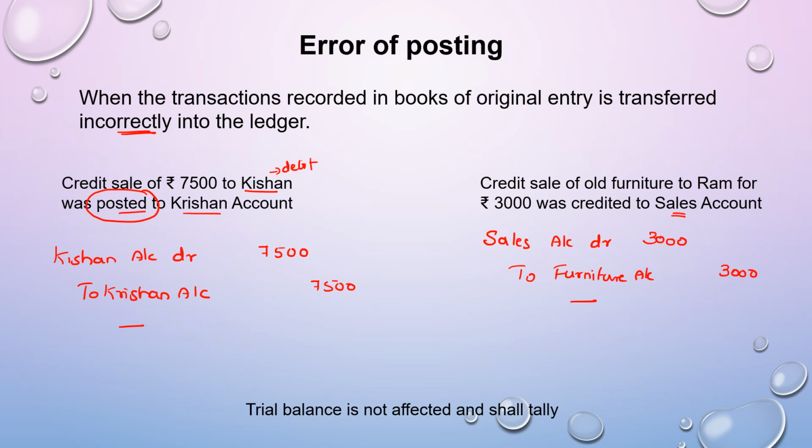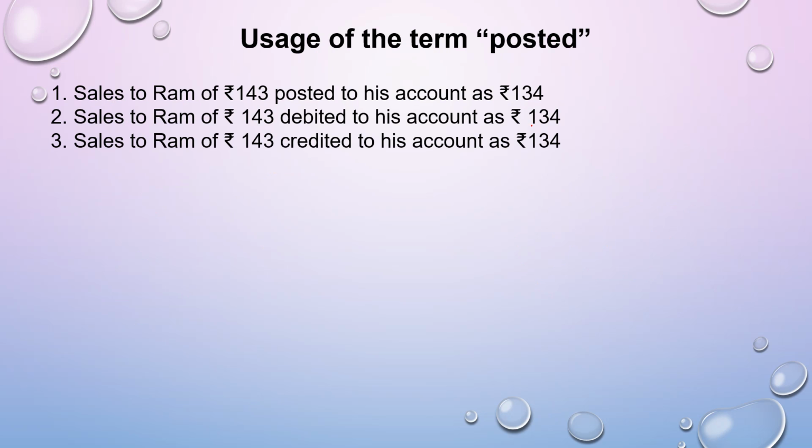So you see here that in these type of errors, the trial balance is not affected. It's gone to the wrong account but on the right side. Therefore, the trial balance, the debit and credit totals would tally. But I want you to be clear about this term posted. So to understand that, I would like to explain with this particular example from your textbook.